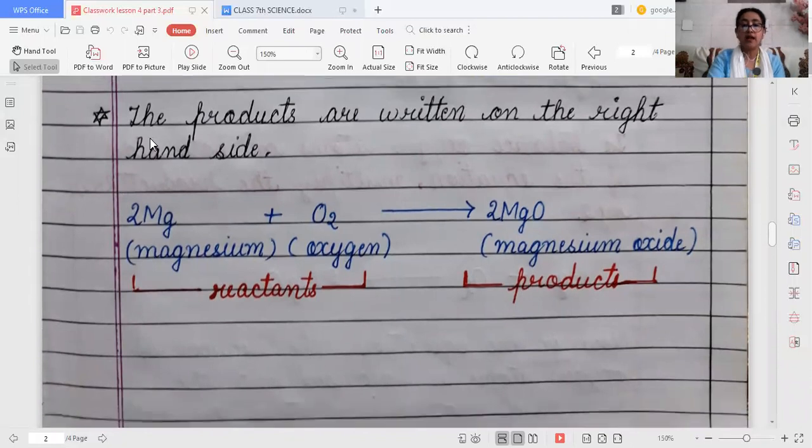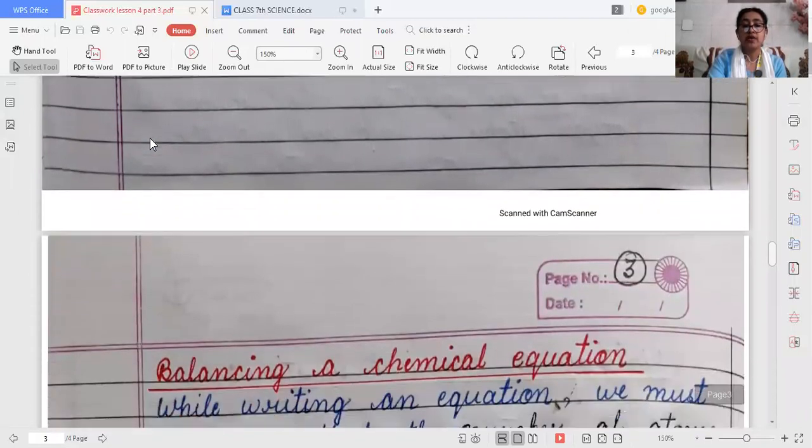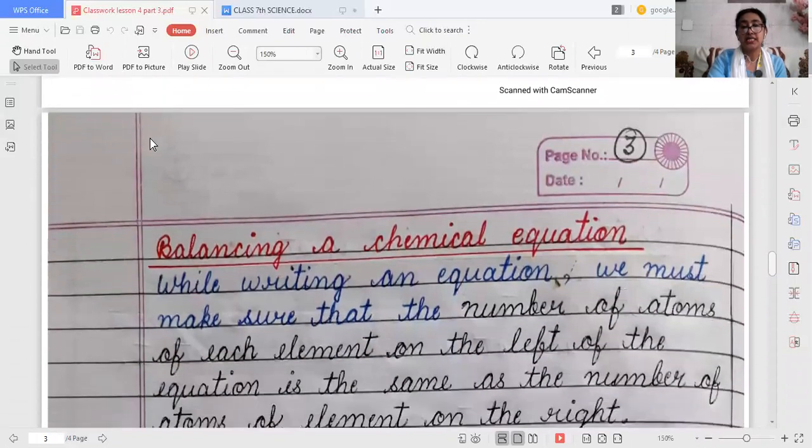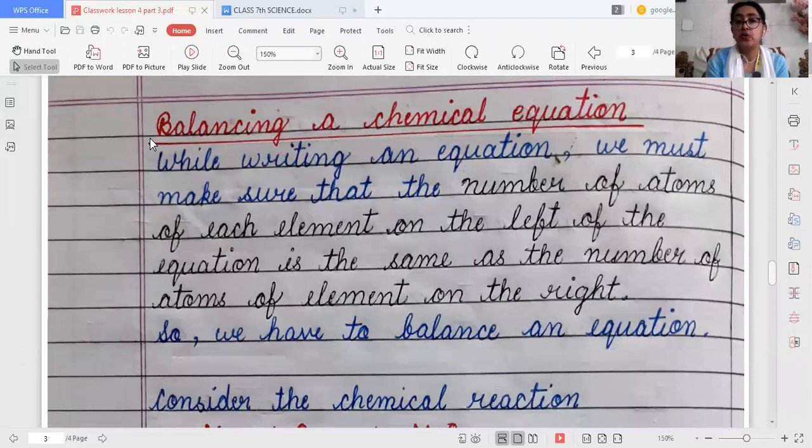Now we will learn balancing an equation. How a chemical equation can be balanced. While writing an equation, we must make sure that the number of atoms of each element on the left hand side should be equal to the number of atoms of that element on the right hand side. When the numbers are equal on both sides, then only we can say an equation is balanced.